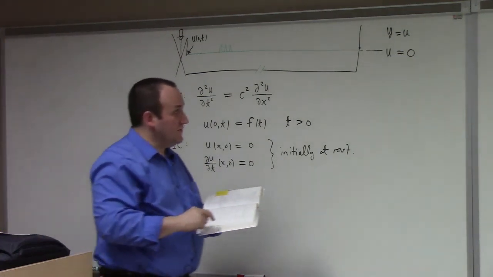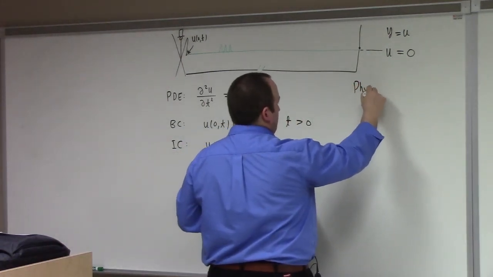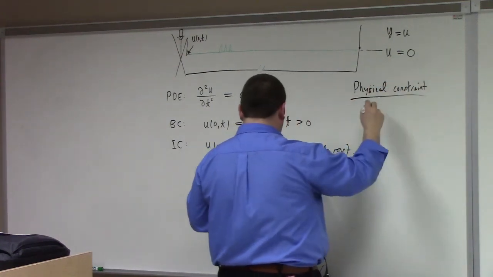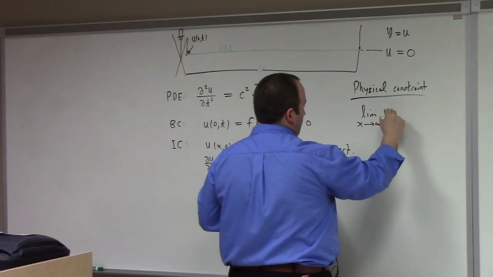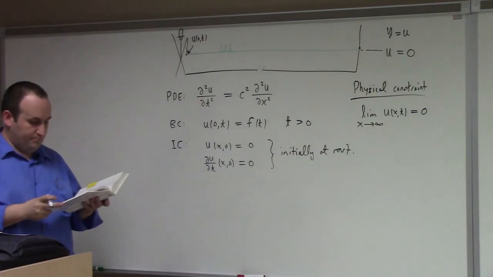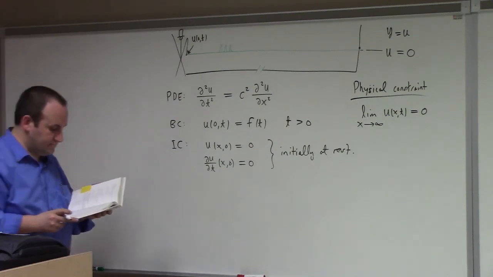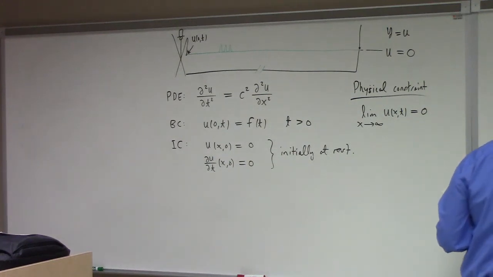Okay, so physical constraint. We're going to suppose that the limit as x goes to infinity of u of x comma t is equal to 0. Don't think about that too hard. I find that very troubling. If the wave pulse goes on and on, how is that consistent with this limit? But whatever.